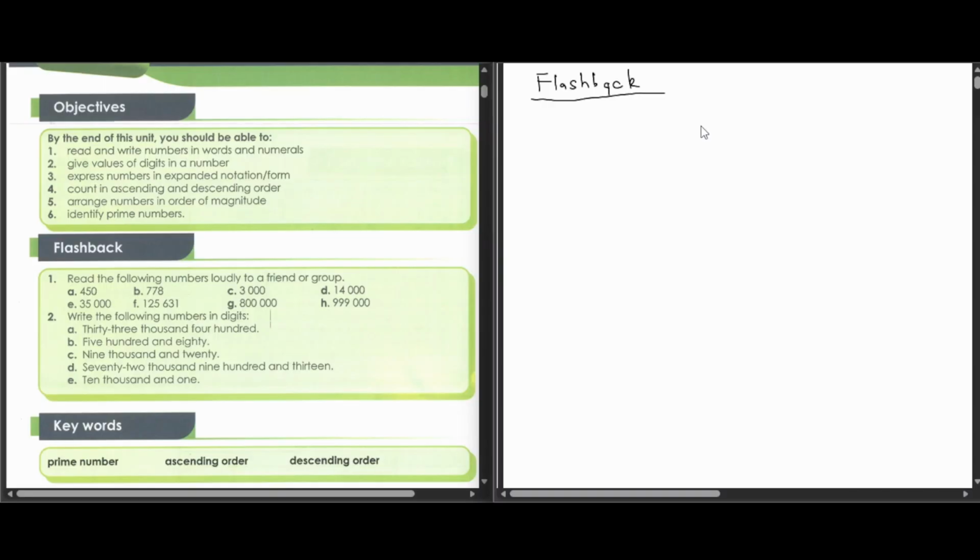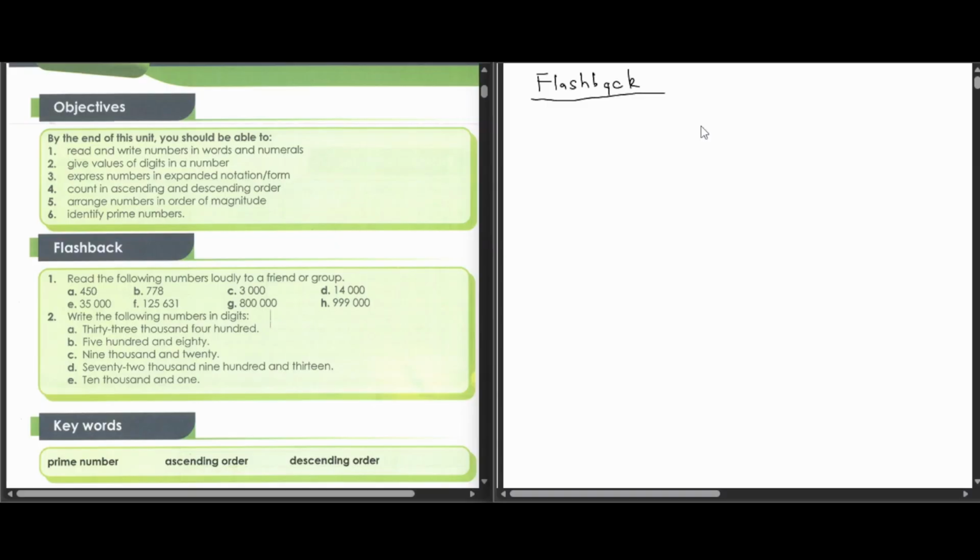So since this is grade 6 mathematics, zvinoreva kuti our flashback takes us to grade 5 and earlier. Kureva grade 5, 4, 3, 2, 1, 0 maybe. Saka zvatikuda kuita panapa takatozvita already. Our flashback. Read the following numbers loudly to a friend or a group. Saka A number iyo inonzi chi. May you please read it loudly to your friend or to a group.